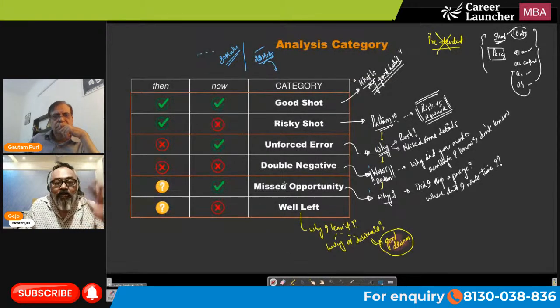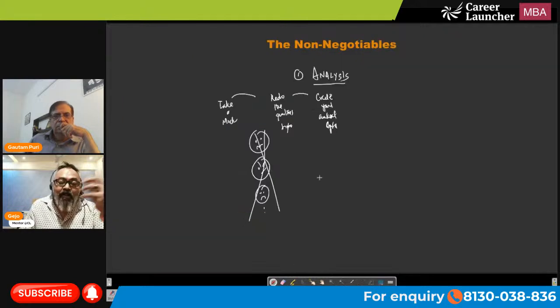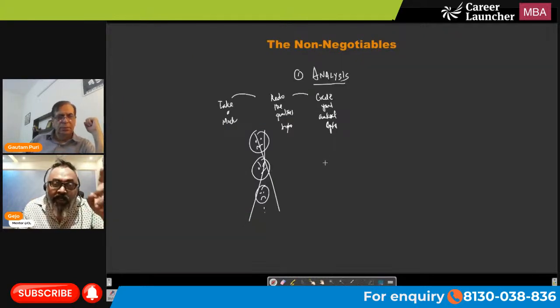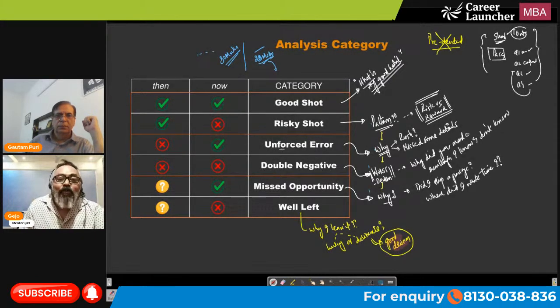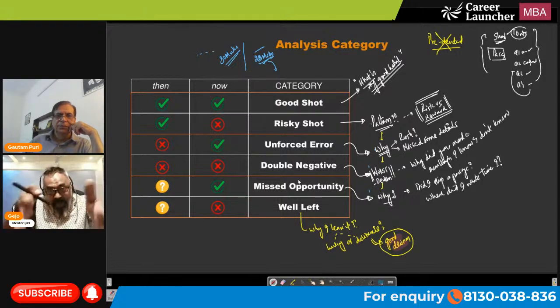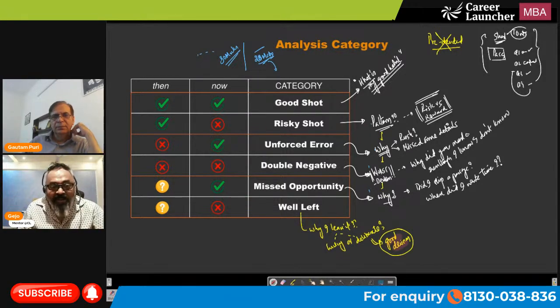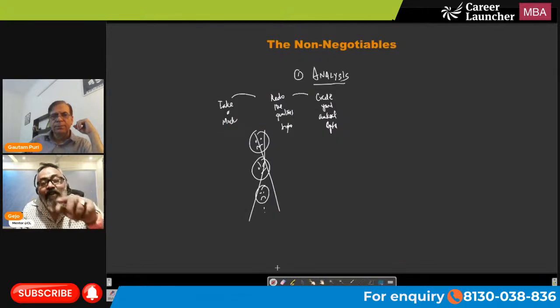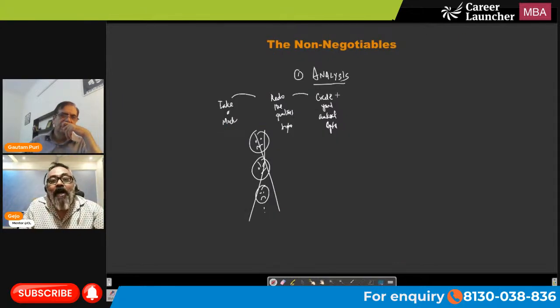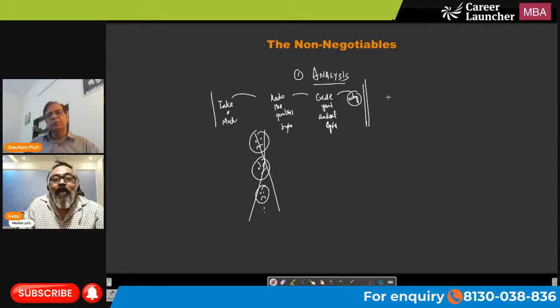And the process number 3, create your औकात grid. Create this grid: how many good shots, how many risky shots. In fact, in the CDC Pro mock interface, these buttons are already there. I'm sure the good shot, risky shot, unfortunate, double negative, you can mark there when you do the analysis, which is already there, we have created this for you guys. Whenever you see good shot, risky shot, unfortunate, double negative, missed opportunity, well left, it is already there, you can click on it. And then once you check, that is where you ask the questions, why, ask all the questions. After all this is done, that is where you actually look at the solution.